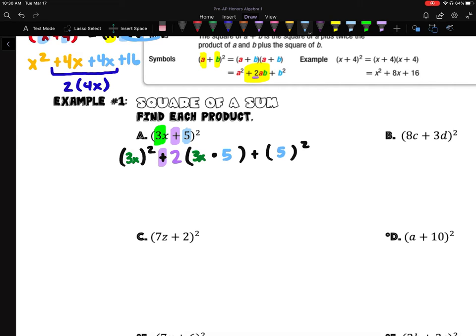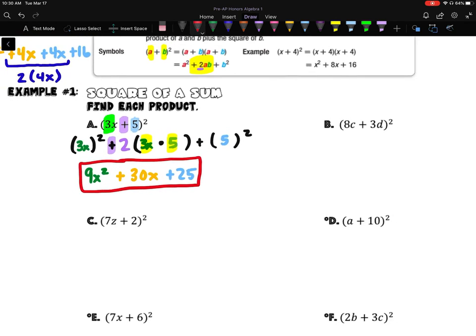And now I want to simplify. 3x times 3x is 9x squared. 3x times 5 is 15x. If I double that, that would be 30x. And then 5 times 5 is 25. So my solution is 9x squared plus 30x plus 25.